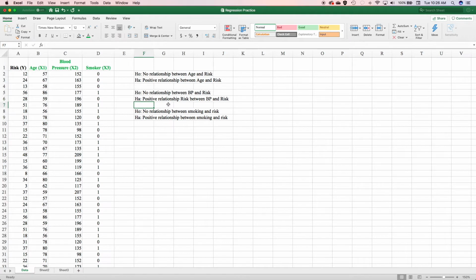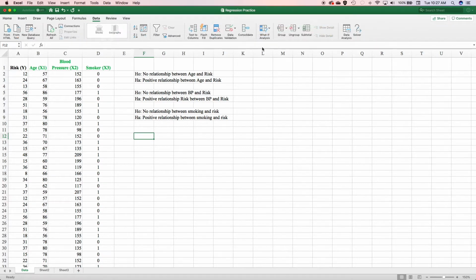So, put a little more succinctly, as age increases, risk increases. As blood pressure increases, risk increases. If you smoke, your risk goes up. So these are our hypotheses. We simply need to go through the entire process now, run the regression, and see if there's any information we can glean.